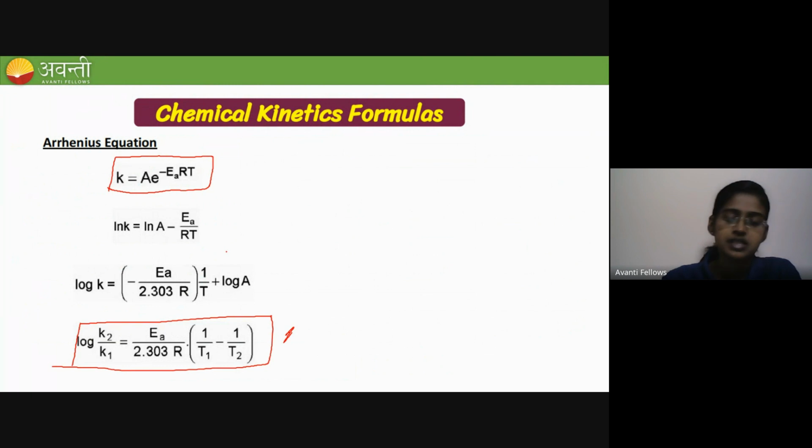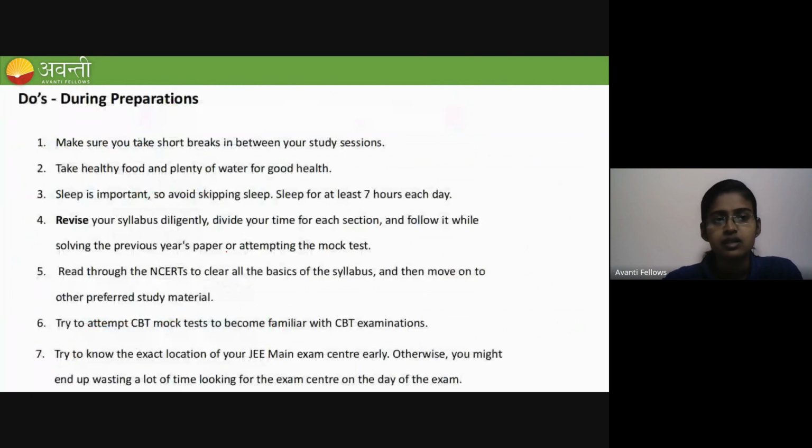Now, next I'm going to give you the do's and don'ts. First, we will discuss the do's during preparation. Make sure you take short breaks in between your study sessions. Don't study till the last minute or during your revision time. You should not give a 1 or 2 hour break. You have to give short breaks, like 5 to 10 minutes. If you're completing one particular lesson or concept, give some 5 minutes.